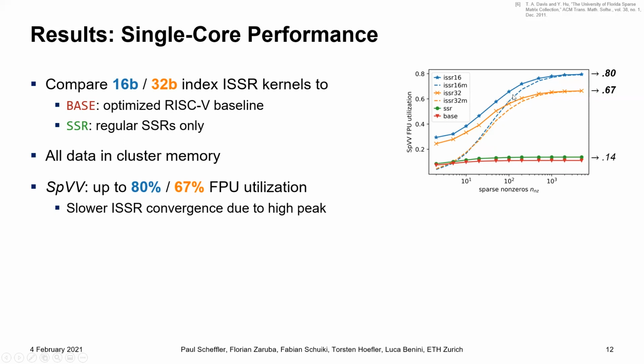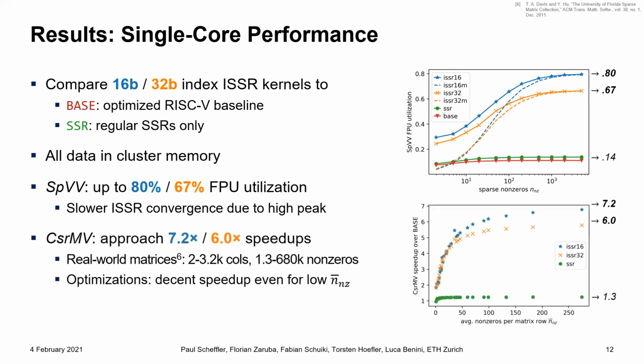The difference between these lines is that once we consider the reductions necessary to be part of the FPU utilization, and once we don't. But in any case, in our SPV kernel, we achieve up to 80 or 67% FPU utilization as we increase the workload or the sparse number of non-zeros. And we observe a slower convergence in the ISSR kernels because the peak that we aspire to is much higher. So we need more sparse non-zeros to compensate our overhead.